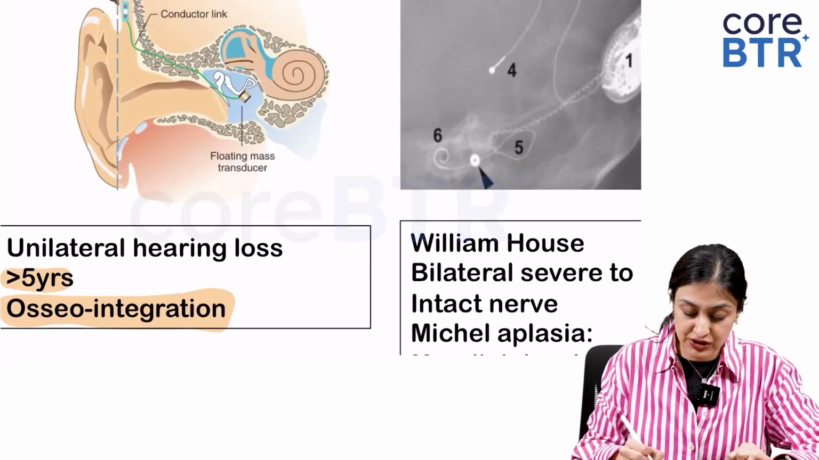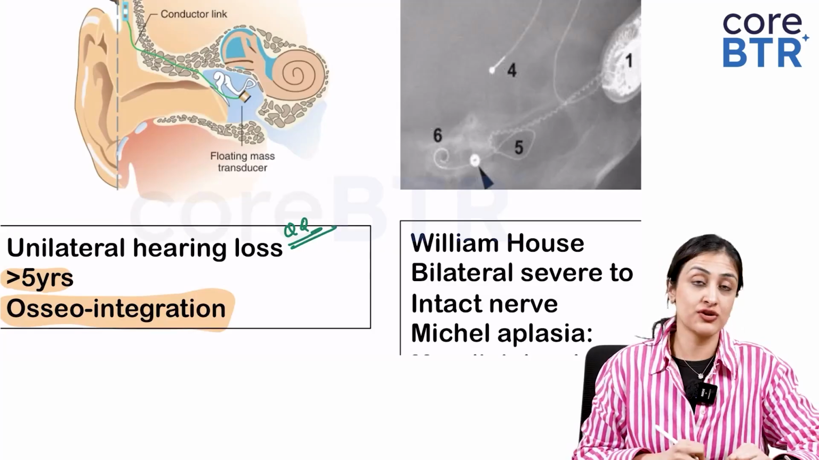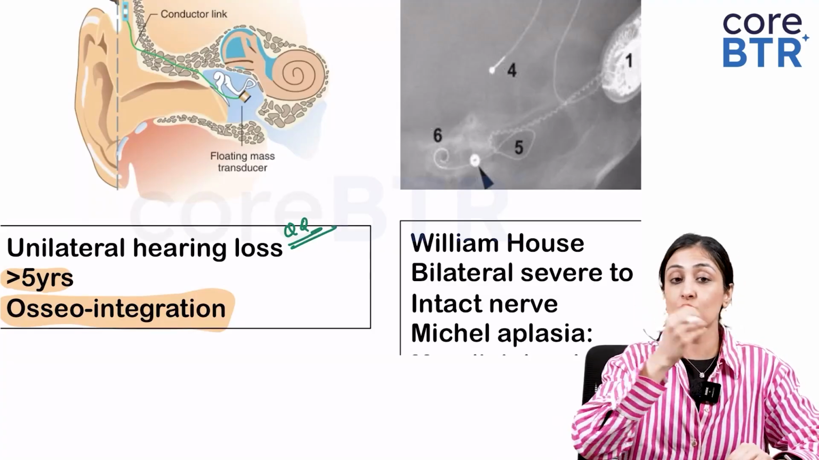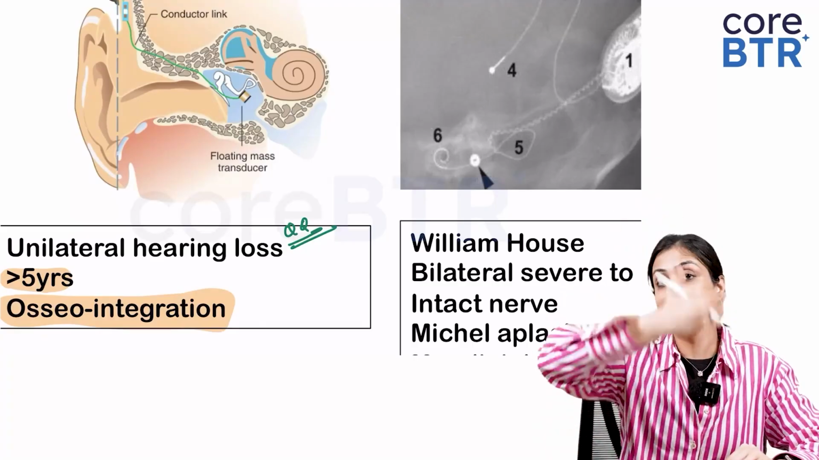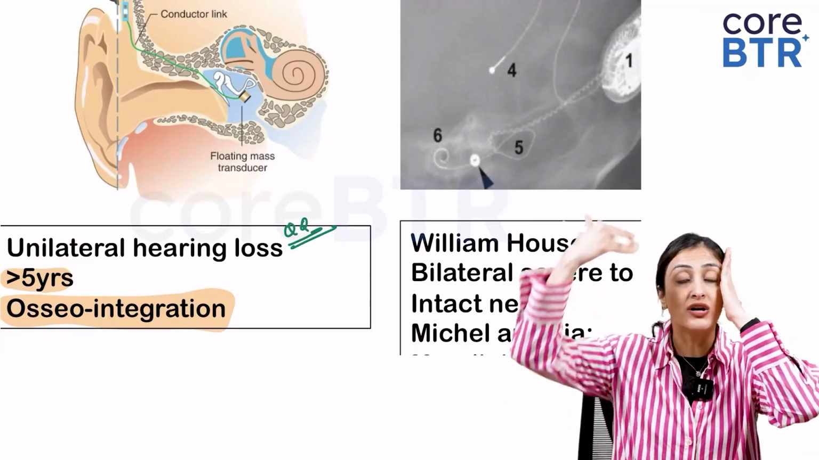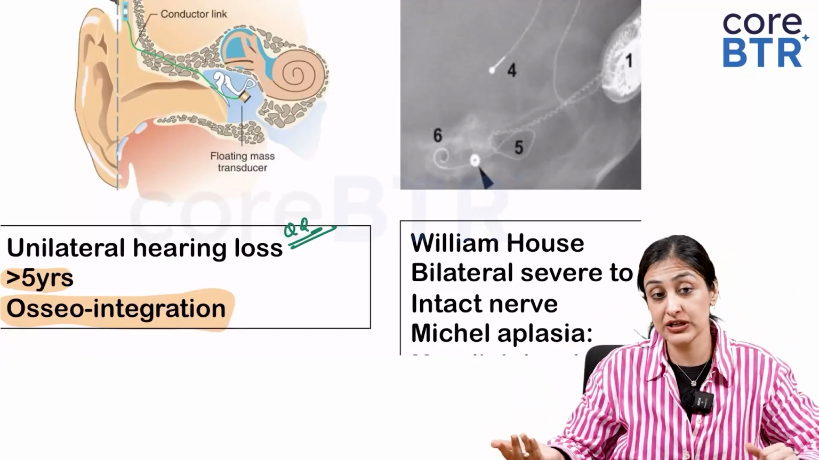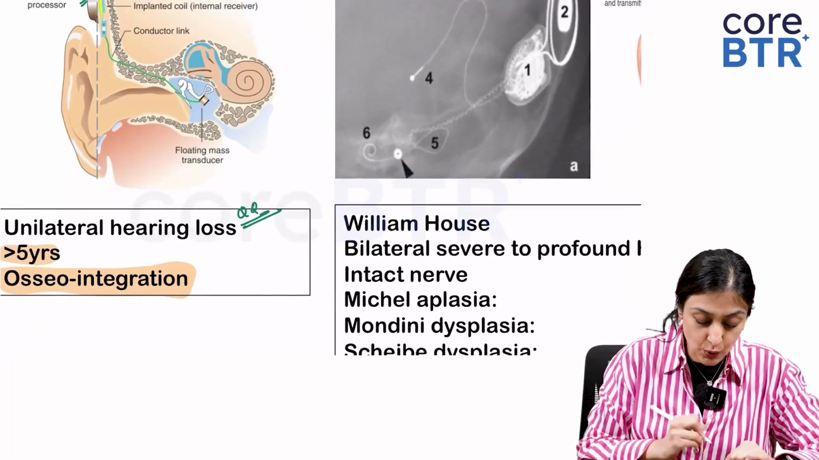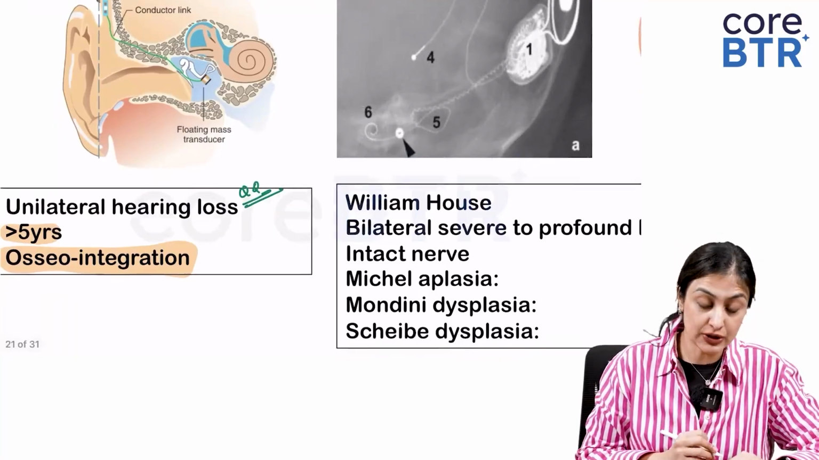The condition here is that it should be unilateral. If it is bilateral hearing loss, what is the cochlea stimulating? If it is unilateral, then the contralateral side cochlea will get stimulated, right? So that is why this is only for unilateral hearing loss.